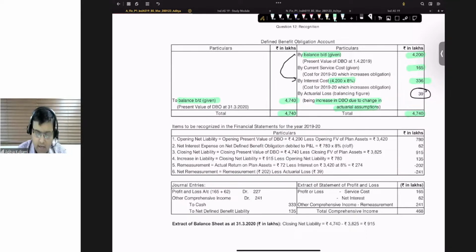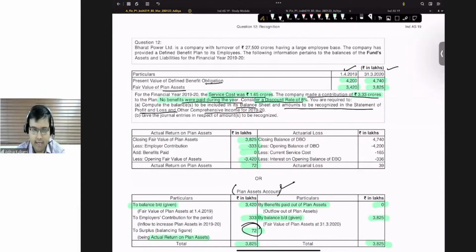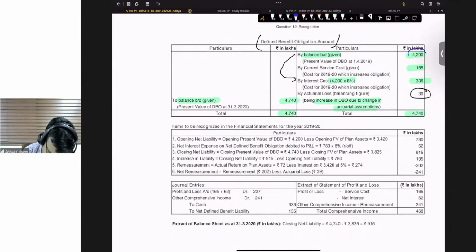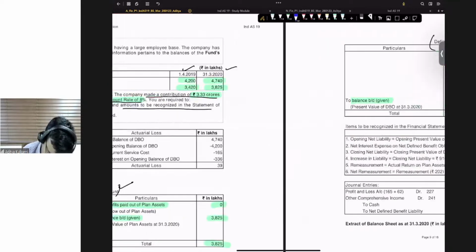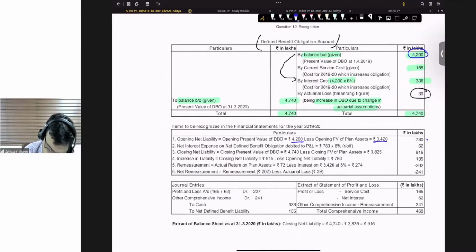Now the question is, sir, how do we present and what do we recognize in the P&L? And the balance sheet. See, academically you can do this separately, it makes the work easier. But the final presentation should be on a net basis. So we start the net basis. Opening liability 4,200 minus 3,420. So 4,200 minus 3,420, 780. This is the opening liability.